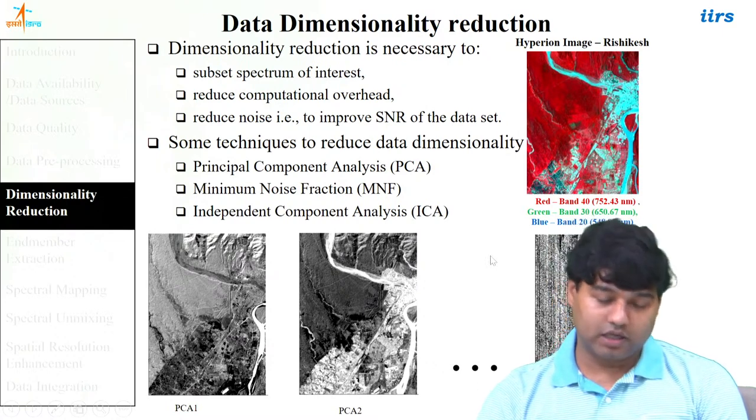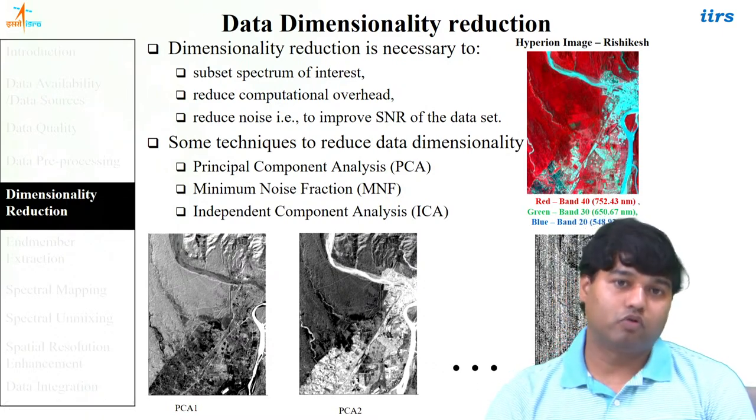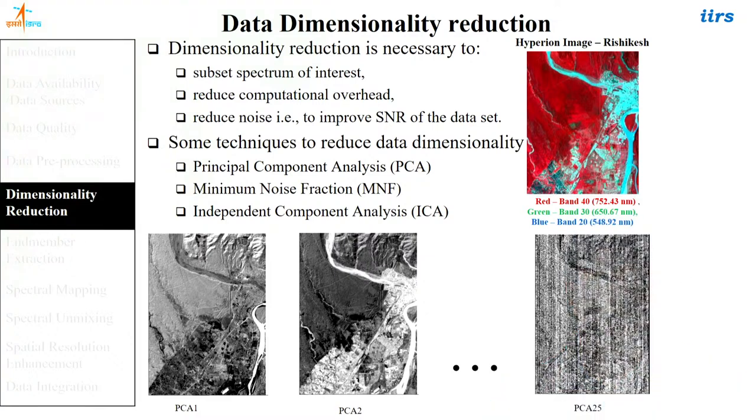So after pre-processing of the data, then we have to perform data dimensionality reduction. Why is it required? Normally it is required to subset the spectrum of interest, to reduce the computational overhead, because when you have a larger number of spectral bands, it is going to be a time consuming process for processing the data. It will also take a lot of memory. The third reason is that it will reduce the noise and improve the signal to noise ratio of the data set.